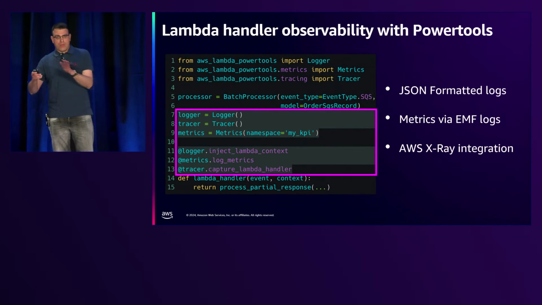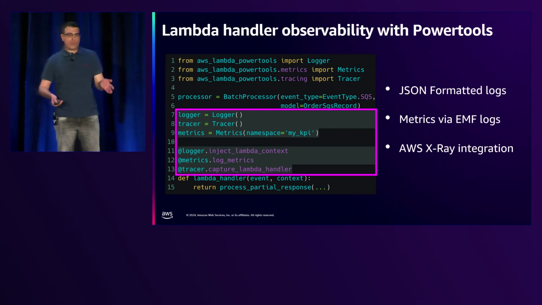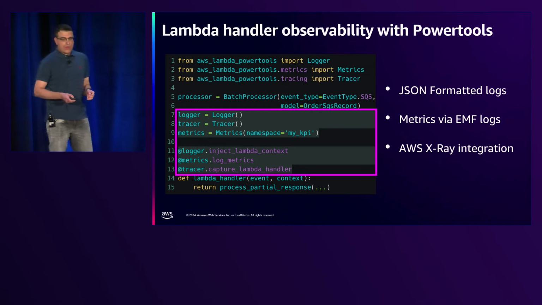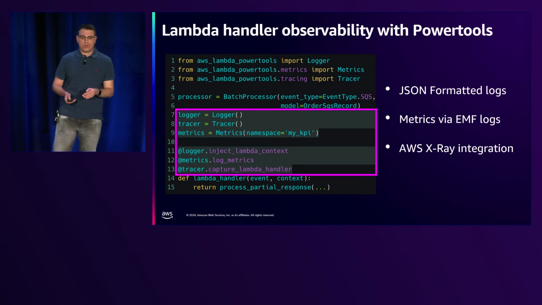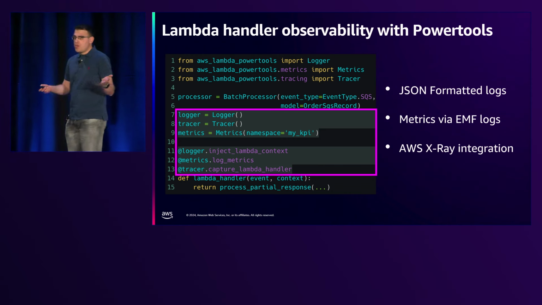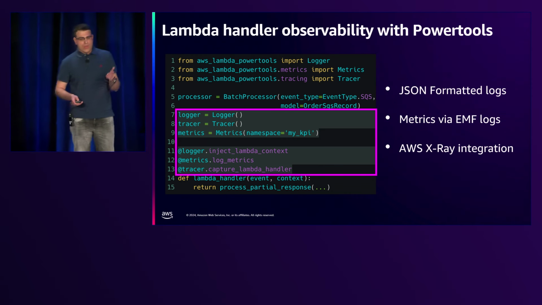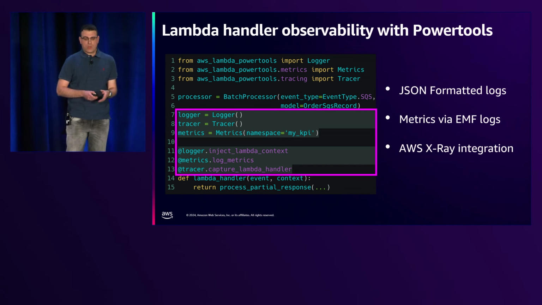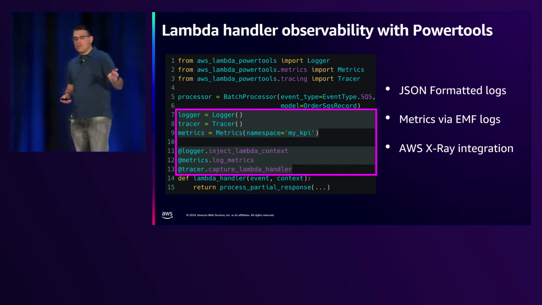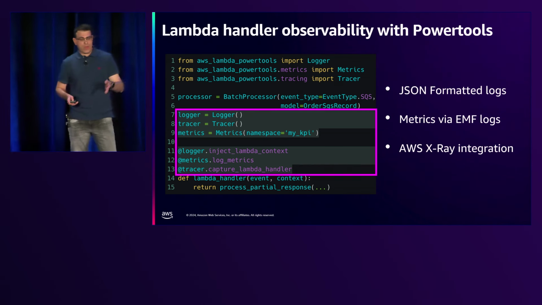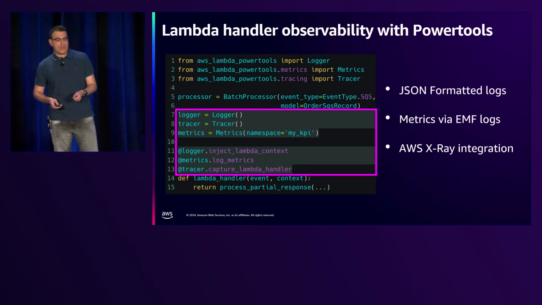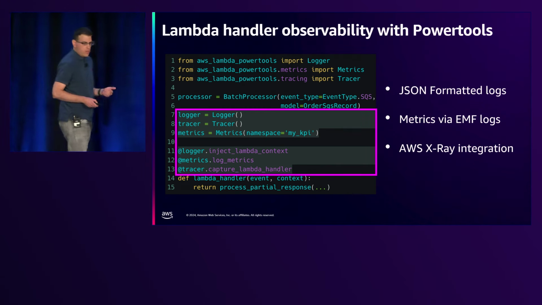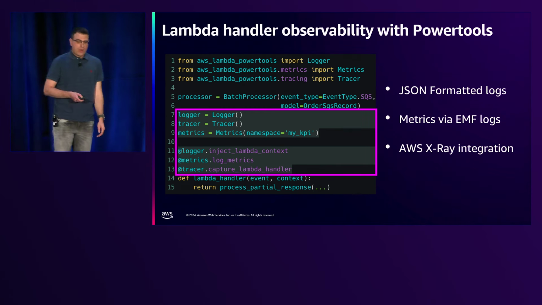OK, so I've discussed observability. Let's add observability to our Lambda service, to our Lambda handler, with Powertools. So Powertools gets you covered. You have your JSON loggers, you have your connection to X-Ray, and you have your custom CloudWatch metrics all built in. So in lines 7 through 9, we're going to initialize the logger, tracer, and the custom metrics handlers. We're going to set the decorators.